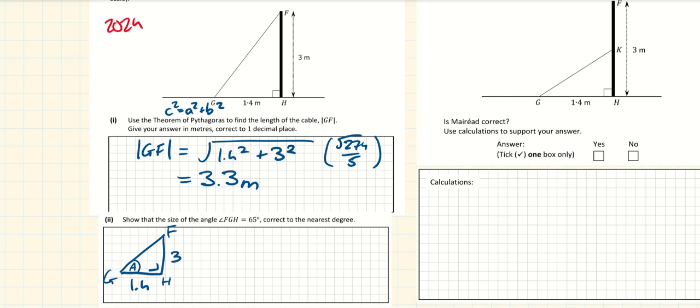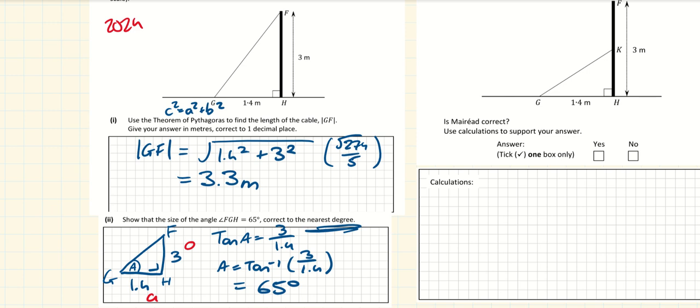So what we need to do, very simply, what have we got? We've got an opposite and we've got an adjacent. You see, this is the same thing every time. So we've got tan A equals 3 over 1.4. So A equals tan minus 1 of 3 over 1.4. When you put that into your calculator, you will get 65 degrees, or at least something close to it, to the nearest degree.